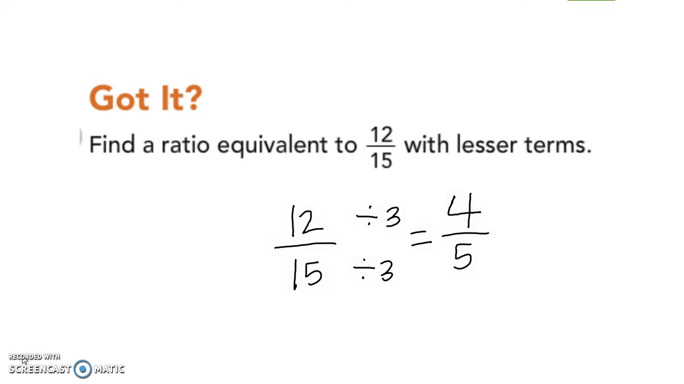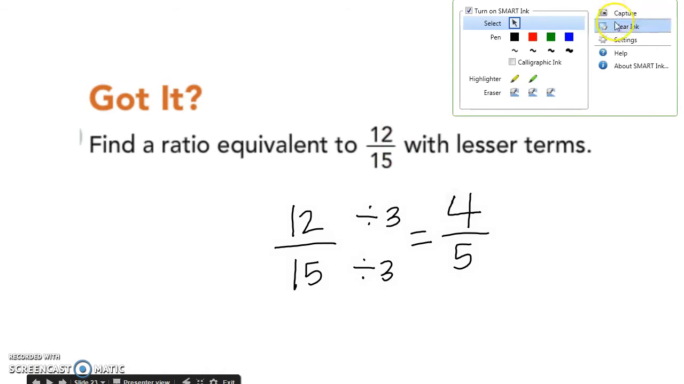So an equivalent ratio to 12 to 15, if we divided by the same number on the top and the bottom, 3, we would get 4 to 5. That would be an equivalent ratio. We can't divide by two different things because then the ratio wouldn't be equivalent.